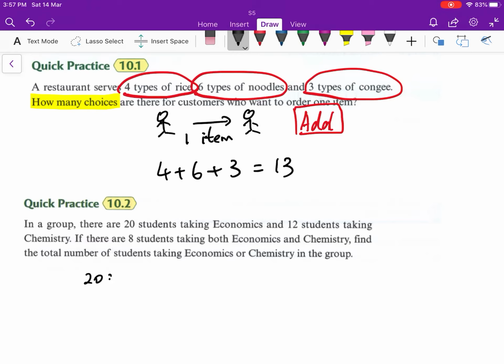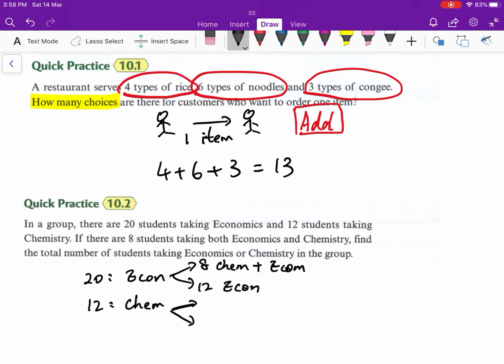Now take a look at another one, 10.2. In a group, there are 20 students taking econ. So they told you that here we have 20 students who are taking the econ course, and 12 students are taking chemistry. That means in the econ class, you have 20 students. In the chemistry class, you have 12 students. But 8 of them are taking both econ and chemistry. What does it mean? It means that in the econ class, 8 of them are also studying chem. They are econ plus chem elective students. And the remaining 12 of them are only studying econ, right?